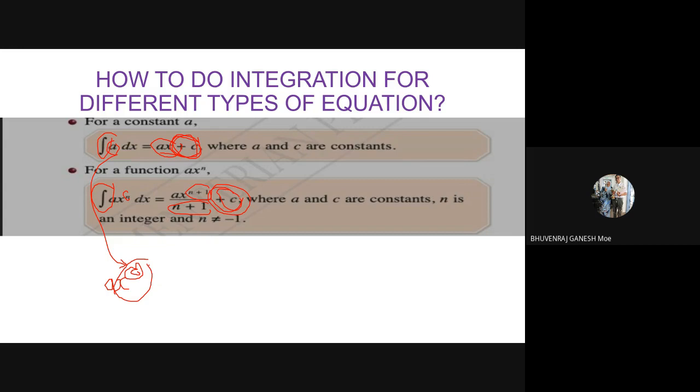So A times 1, you get back A, which is the question over here. Kamu dapat balik soalan ni. Okay, so when you integrate, you will get AX power 1 over 1 plus C. Okay, sama dengan yang ni.